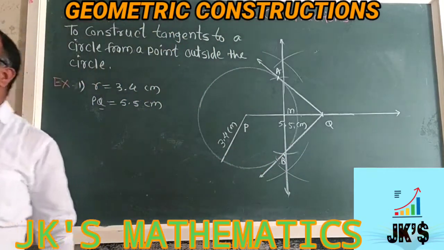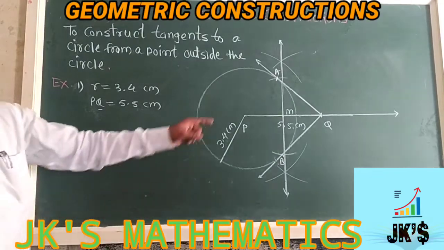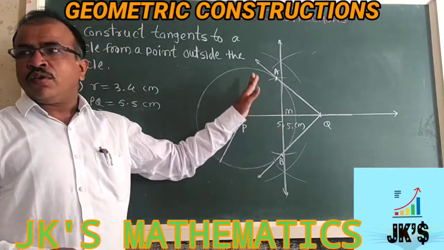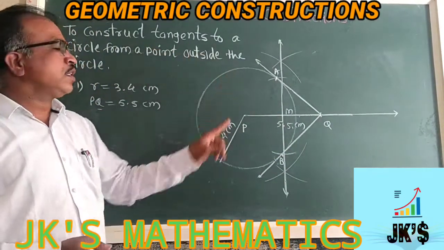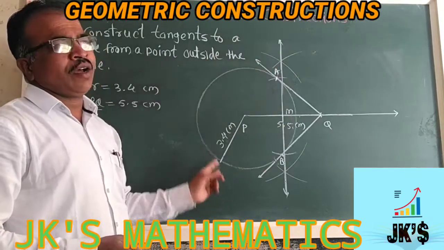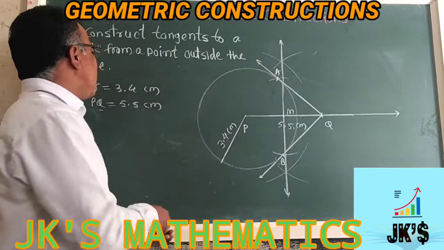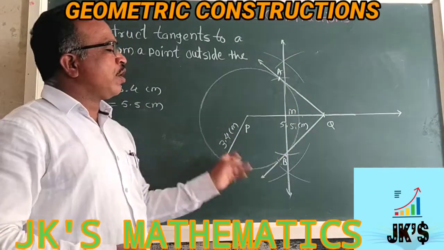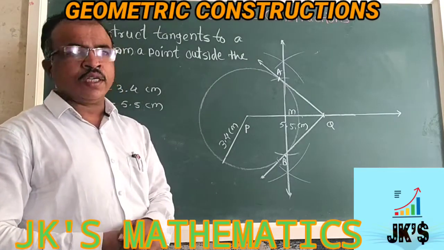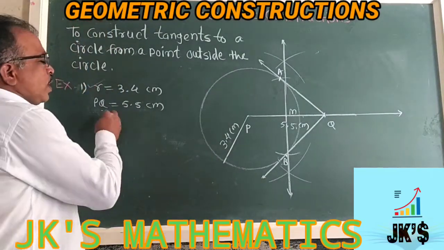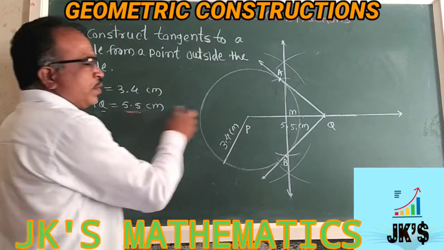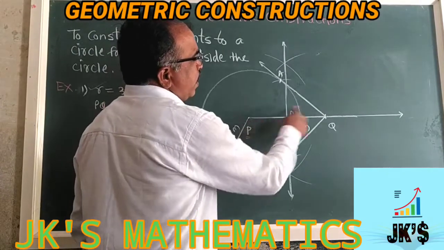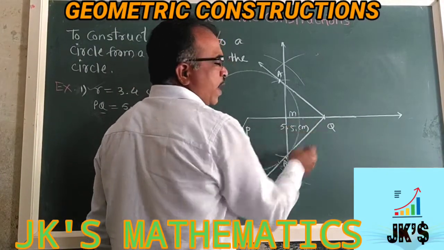Okay. In this way, we construct the tangents from the point outside the circle. Do you understand this method? Let's just listen again. First of all, we draw the circle of the given radius. Here, the radius is given 3.4. So, we draw the circle of the given radius. Then, the distance of point Q is 5.5 from the center of the circle. Center of the circle is given as P. From P, take Q at 5.5 distance.